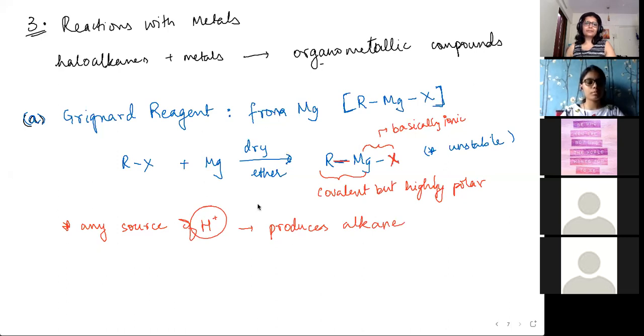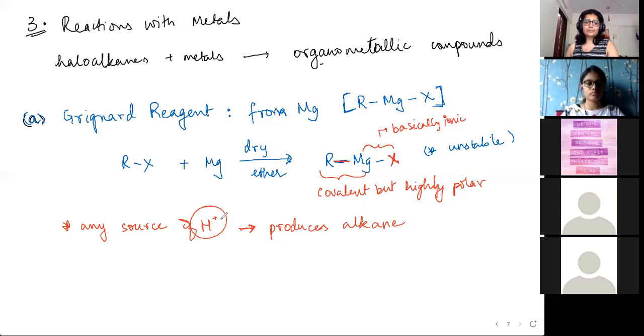Could you repeat that? So if you mix Grignard reagent with any source of proton, that is sufficient to break this R-Mg bond, resulting in an alkane. The proton attaches itself to the alkyl group, RH basically ends up being an alkane, and this separates out.